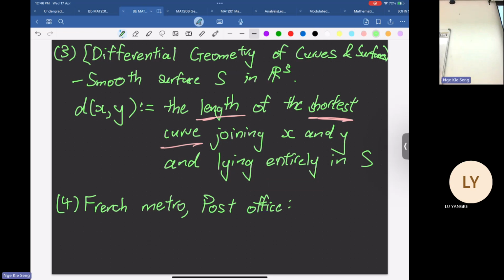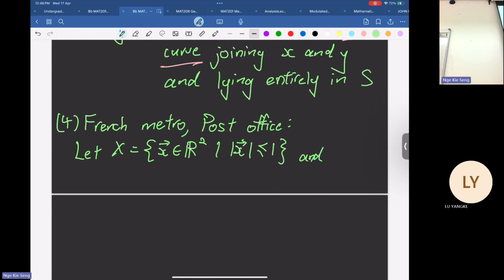So what's this post office system doing here? You look at a set of points in R2 such that their length is less than or equal to 1. So what is this? This is like a unit ball, unit sphere, because it's R2.